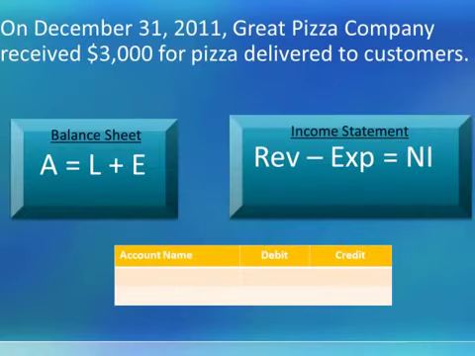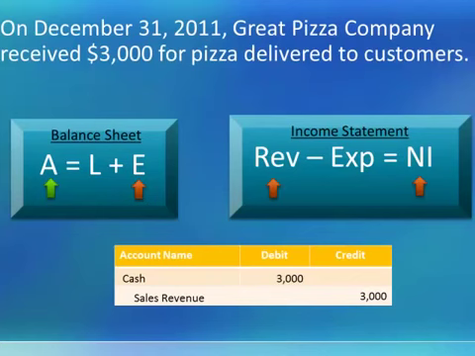Our next transaction is on December 31st, Great Pizza Company received $3,000 for pizza delivered to customers. Here, we're delivering pizza, so we have a revenue account increasing. To increase revenue, we would credit the sales revenue account. Anytime that we credit sales revenue account or any revenue account, net income increases and equity increases. We're receiving cash. Cash is an asset, so we have an asset cash increasing. To increase an asset account, we will debit that asset account for $3,000.